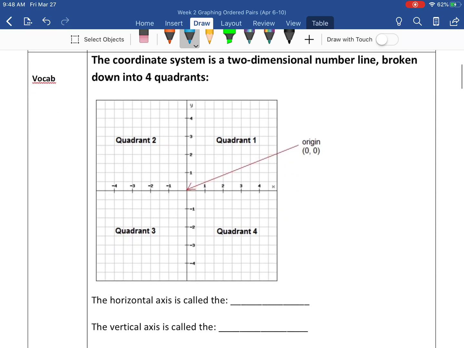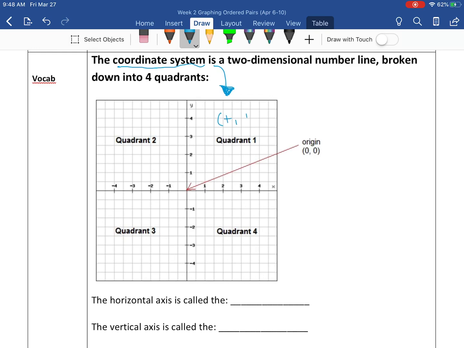So we're going to talk about something called a coordinate system, which is a two-dimensional number line broken down into 4 quadrants. Basically, a coordinate system or a coordinate plane is just this graph right here. Maybe you've seen it before, maybe you haven't, but this is a coordinate plane. Okay, and it's separated into 4 quadrants.